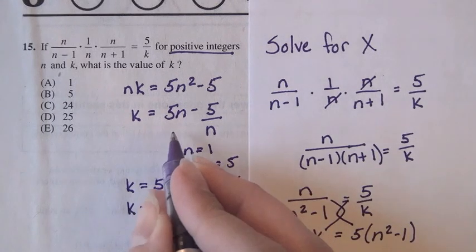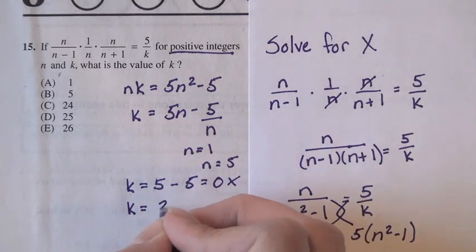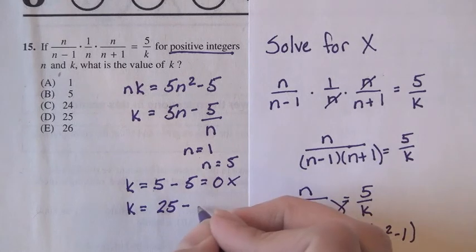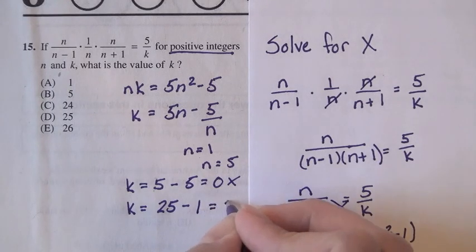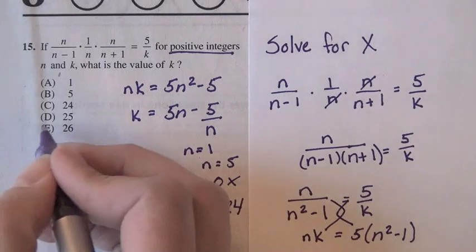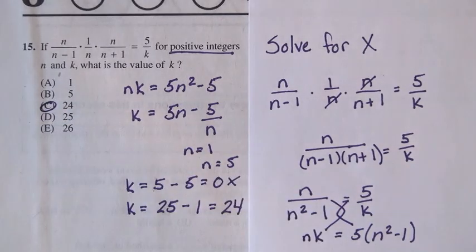k equals 5 times n, which will be 25, minus 5 divided by n, 5 over 5. 25 minus 1 is equal to 24. And that's one of the answer choices, C, 24. And that's how you do it.